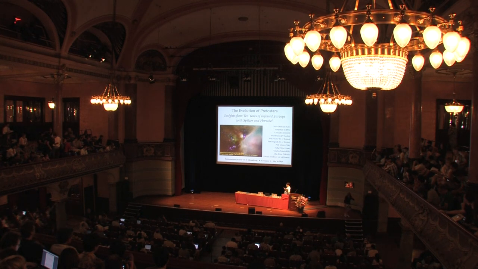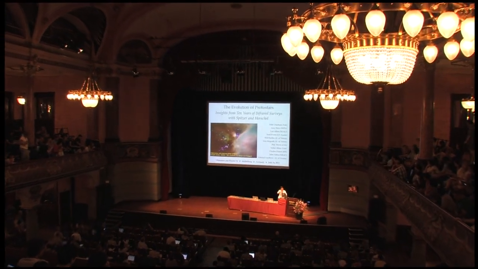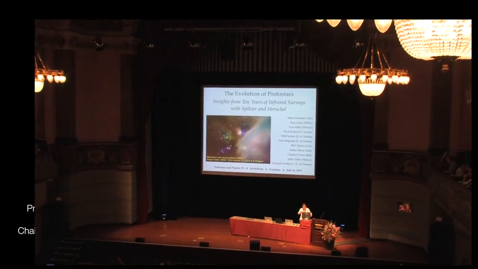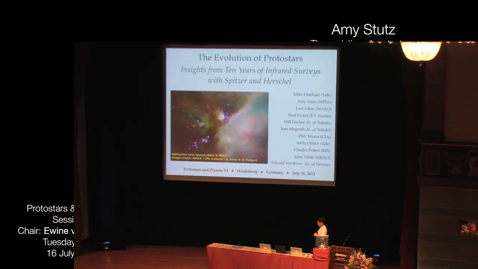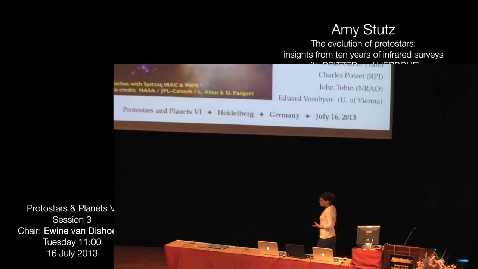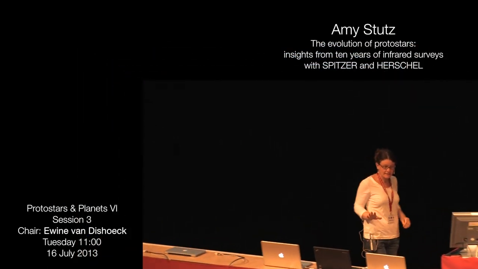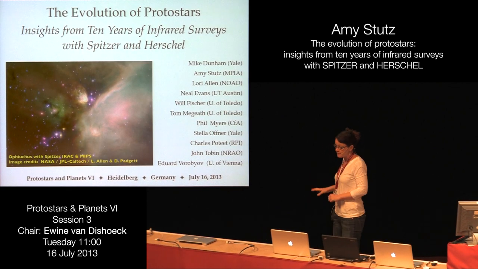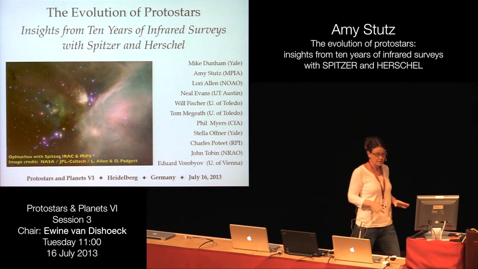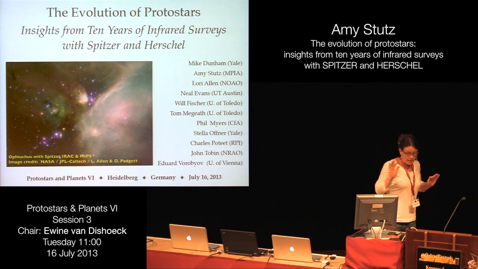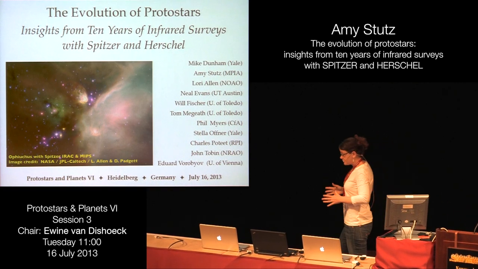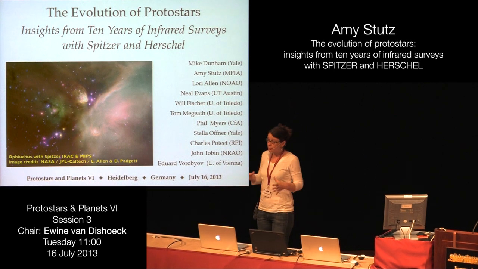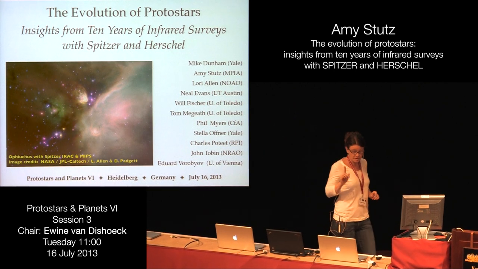So today I'm going to talk about the evolution of protostars. We've written a very beautiful chapter with a lot of nuance and complexity, and I'm going to dispense with a lot of that nuance and complexity and try to make a few key points. It's in the protostellar phase that stars get their mass and protoplanetary disks are formed. So listen up.